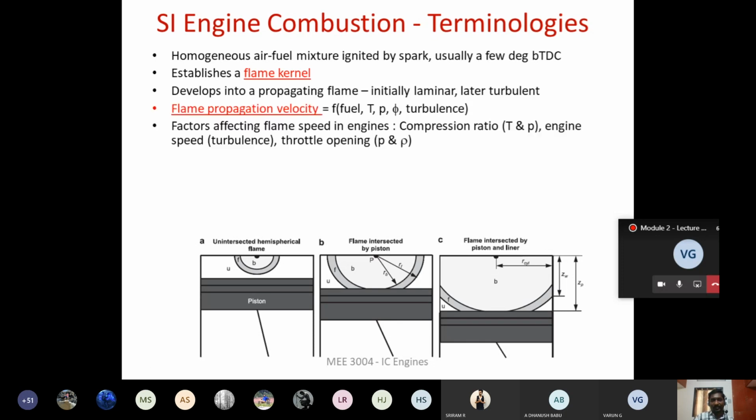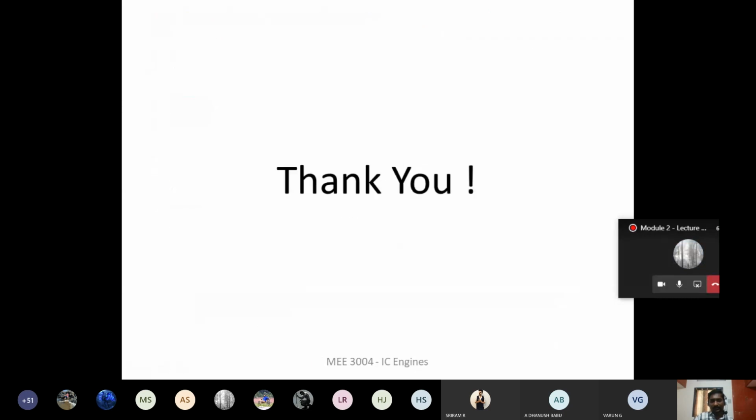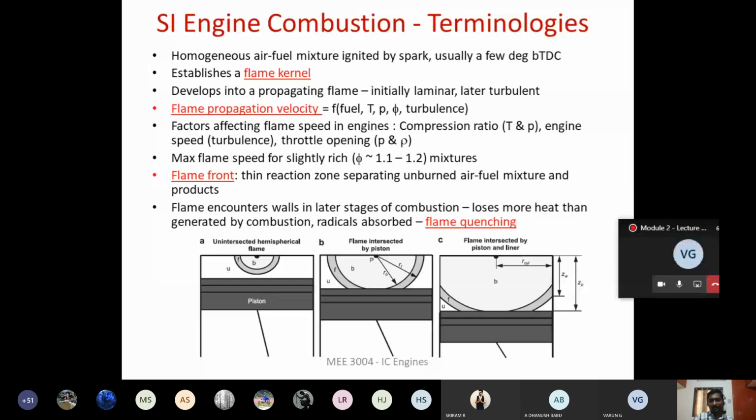This flame front is also called the flame kernel. The extinction of the flame is also called flame quenching. With this we'll stop for today's lecture.